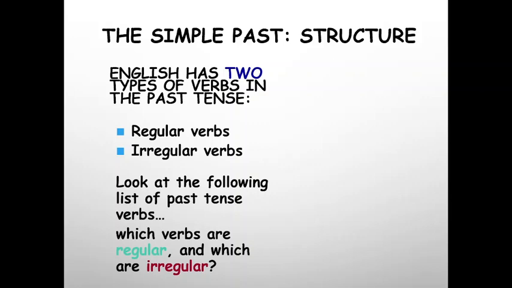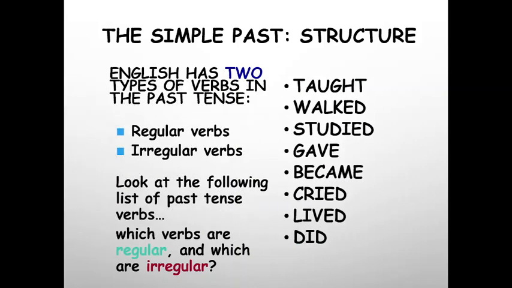Now, guys, I hope that you know all the irregular verbs, because it's really important to know them if you want to talk in the past simple tense in English. Here are some examples: taught, walked, studied, gave, became, cried, lived, and did.